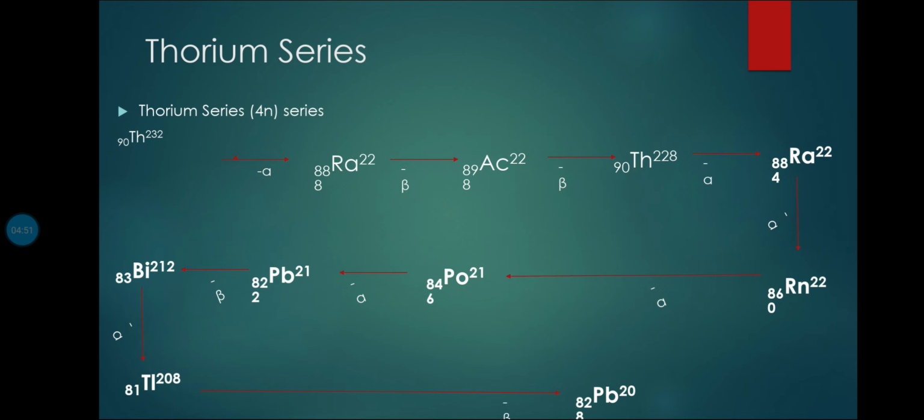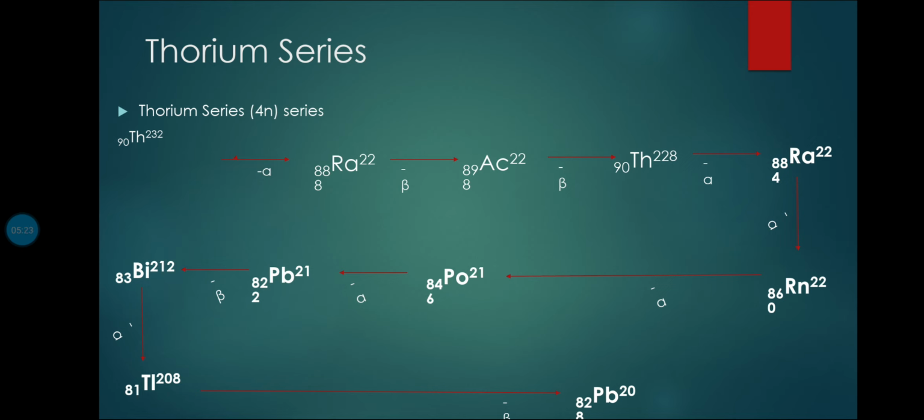Lead 212, it emits a beta particle. Whenever a beta particle is emitted, the atomic number increases by 1. So 82 plus 1 is 83. The 83 is bismuth, and at the same time there is no change in the mass number. So 212 remains the same.